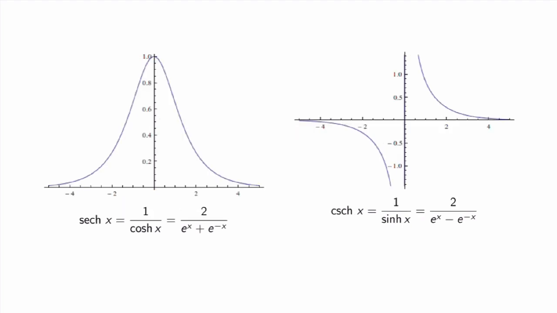And we can also define hyperbolic secant and hyperbolic cosecant functions. So hyperbolic secant is 1 over hyperbolic cosine. This is the expression in terms of exponentials. And this is the graph, which has a horizontal asymptote at y equals 0. While hyperbolic cosecant is 1 over hyperbolic sine. This is the expression in terms of exponentials. This one has a vertical asymptote at x equals 0 and also a horizontal asymptote at y equals 0.